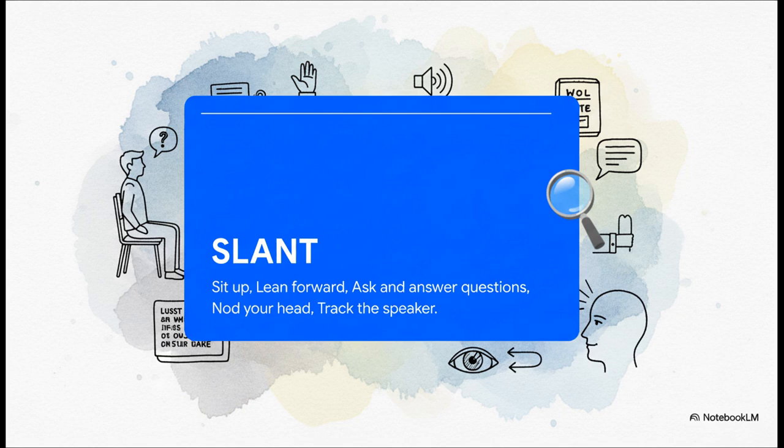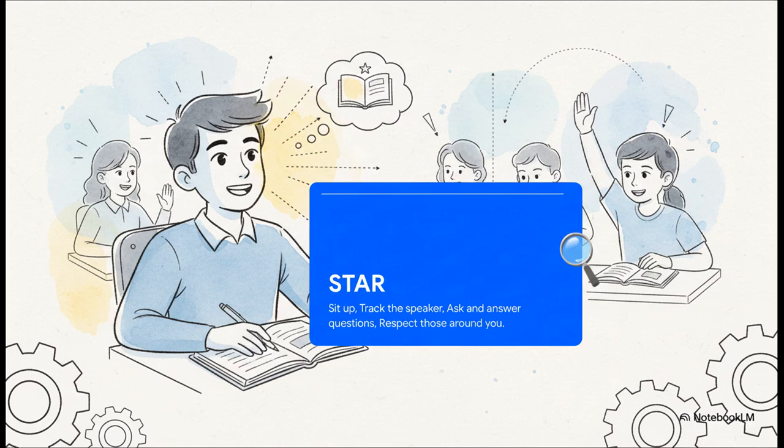S, sit up. L, lean forward. A, ask and answer questions. N, nod your head, to show you're with the speaker. And T, track the speaker with your eyes. Every single one of those is a physical, visible sign of engagement. No more guesswork.